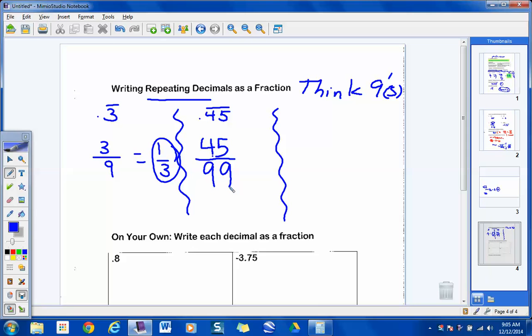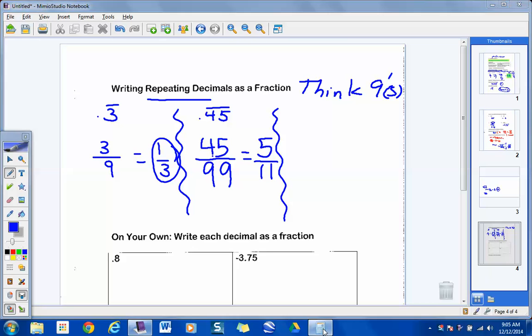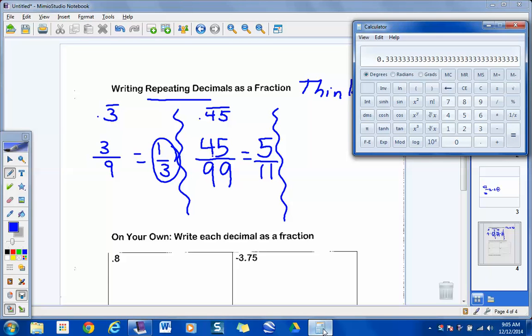Gotta simplify this, okay? 45 over 99. Hey, I know that 9 goes into both of those. 45. How many times will 9 go into 45? 5 times. How many times will 9 go into 99? 11. So we think 5 over 11, if I would divide that out, might be what decimal? 0.45 repeating.